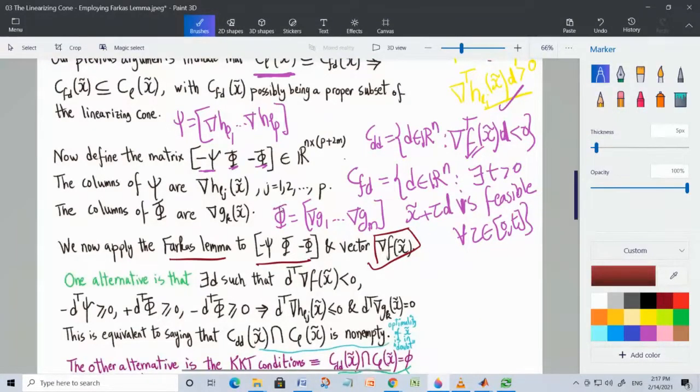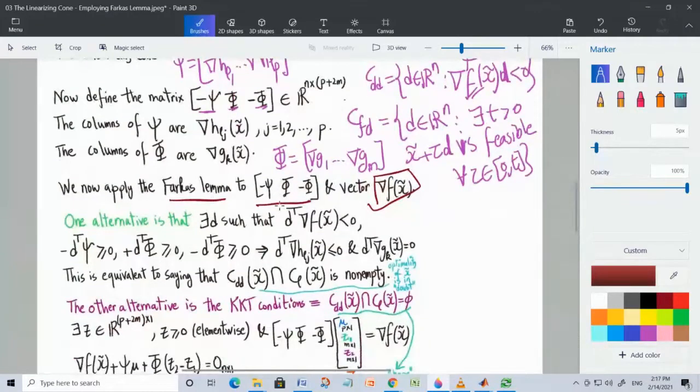So what is the Farkas lemma? Let us have a reminder of what the Farkas lemma is. We have a matrix, let's say big omega, and then we have a vector, let's say beta. Then we have two alternatives.